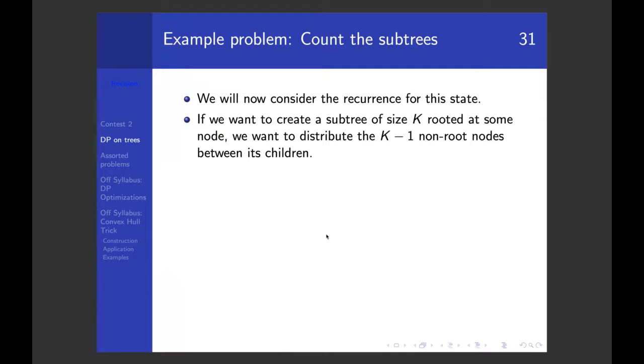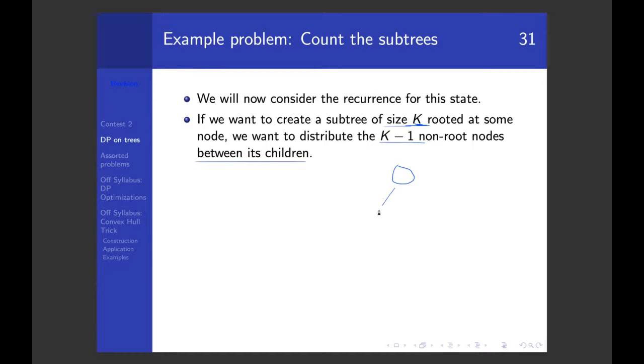Well, if we're going to create a subtree of size k, for some k, just any k, we're going to first of all include this node because we have to. That's the definition of the state of the subtree with this node as a root. And also, we're going to distribute the k minus 1 non-root nodes between its children.